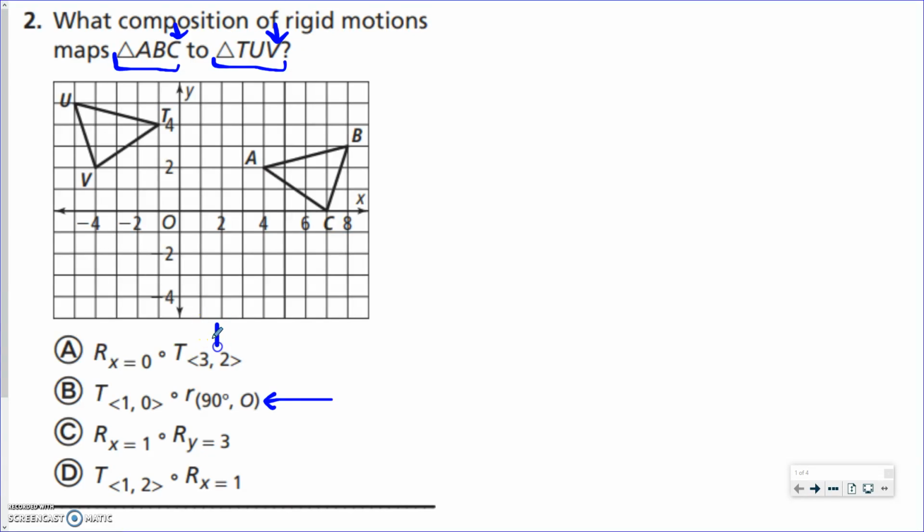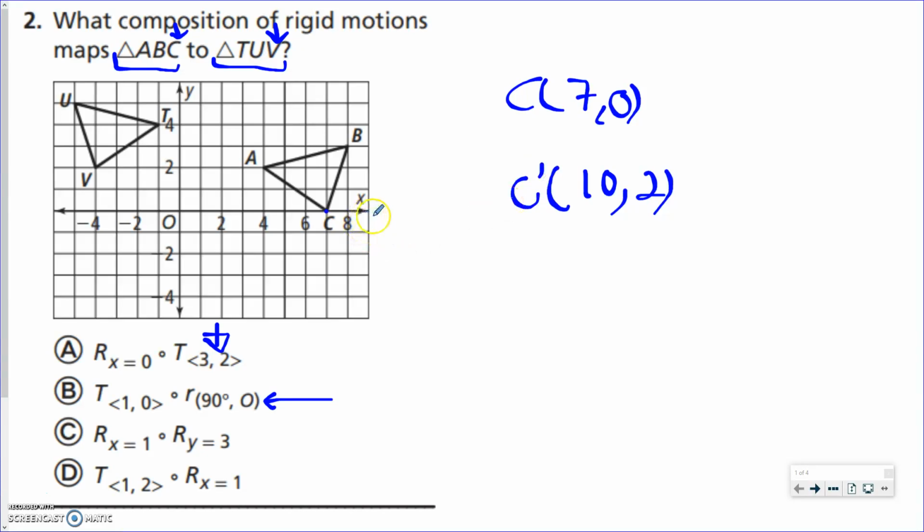Rigid motion means you do this column first, and then you do the other one. So I'm going to do translation (3, 2). From here, C is (7, 0). I'm adding 3 to x, which gives 10, and adding 2 to y, which gives 2. So my C prime is somewhere way over there.